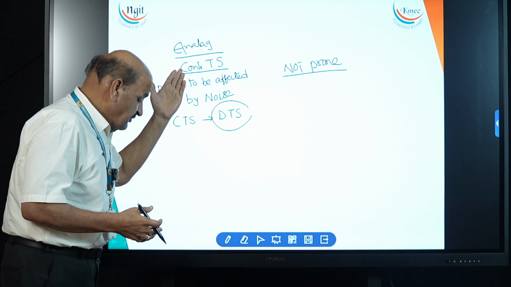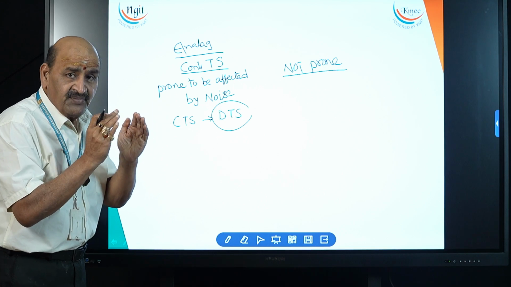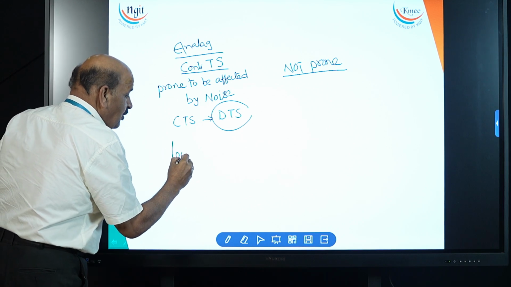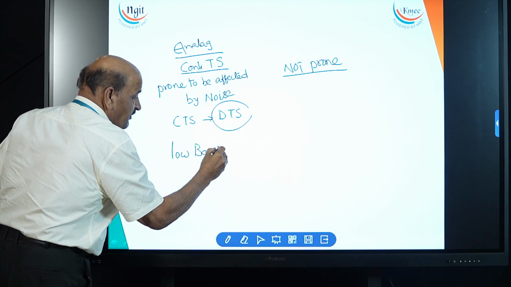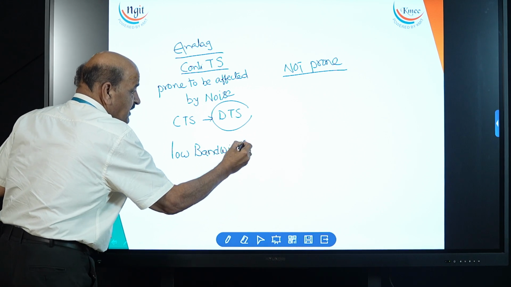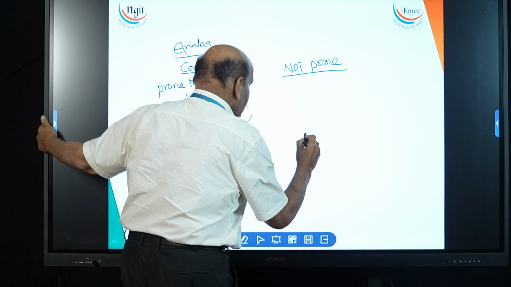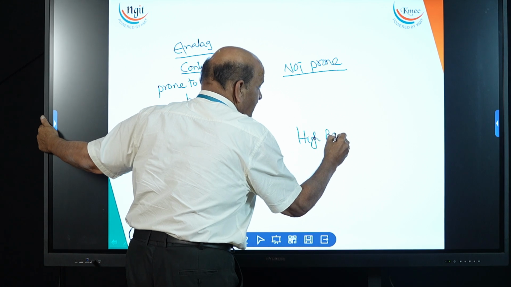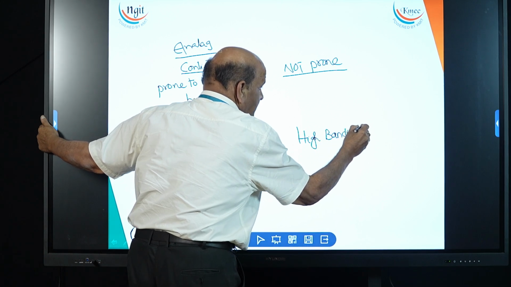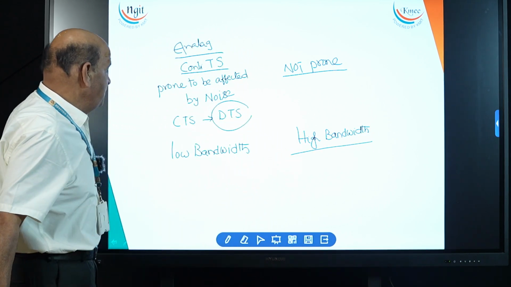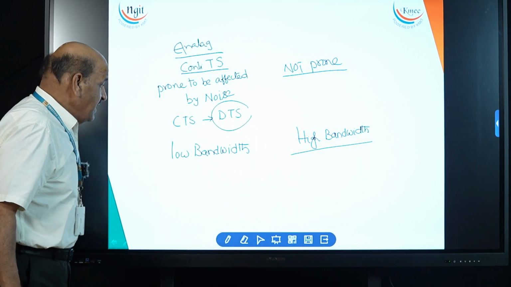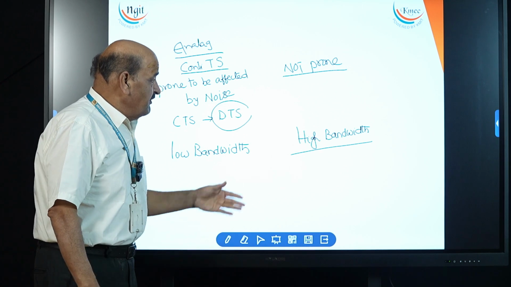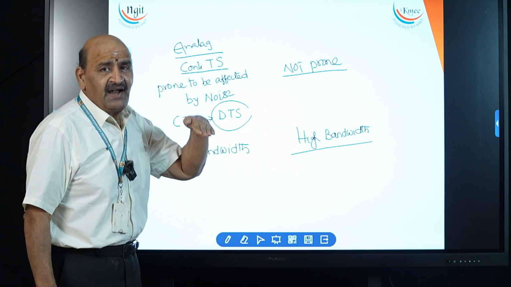One more point: continuous time signals require less, digital require more. The last point is that continuous time signals require low bandwidth, but digital systems, discrete time signals, require high bandwidth. That's why we always require more bandwidth because of the traffic. This is very important. Continuous time signals require low bandwidth. Discrete time signals require high bandwidth. Whenever the bandwidth is high, automatically the speed of the data will increase.